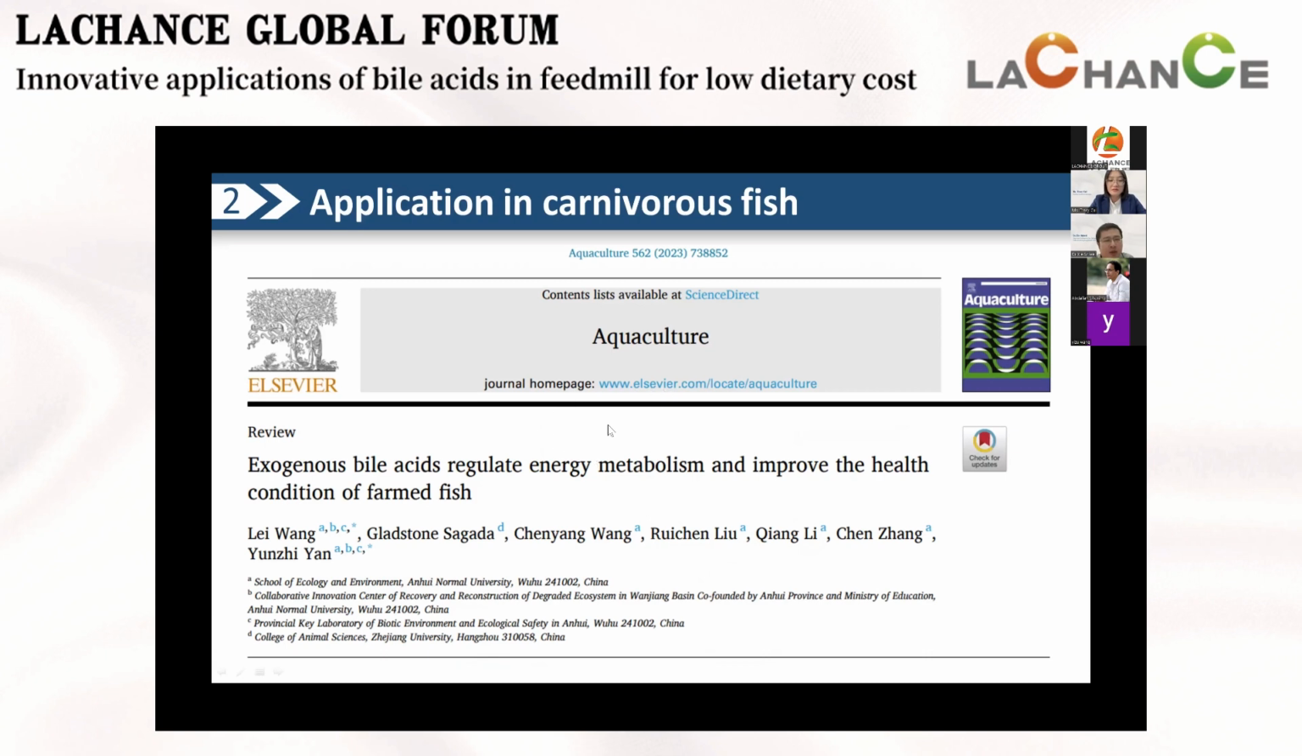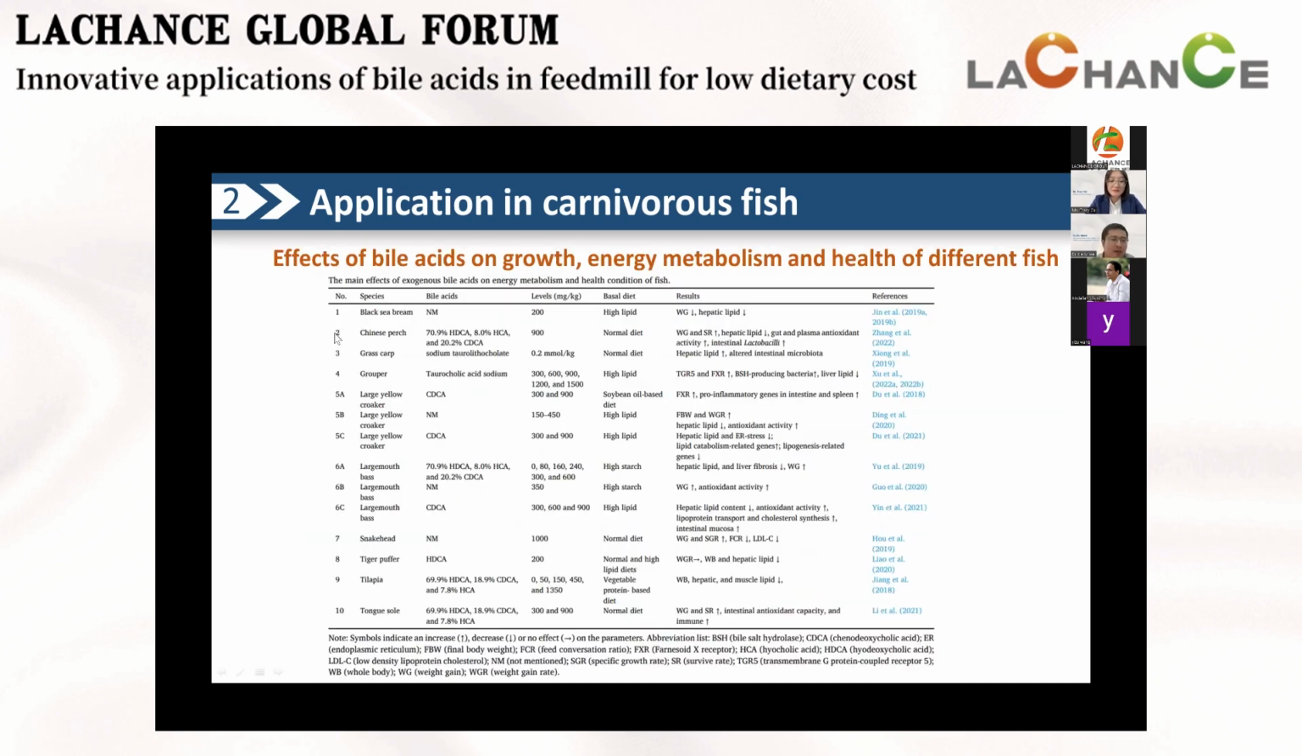Here is a review published last year. In this review, we can see the application of bile acids in fish diets, and that they can regulate lipid metabolism and improve the health condition of the fish. In this figure, we can see that there are many kinds of fish, such as the grouper, the largemouth bass, and the tilapia, that have had bile acids applied in their diets.